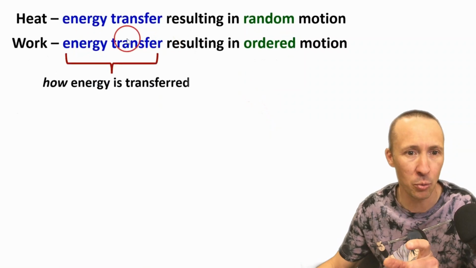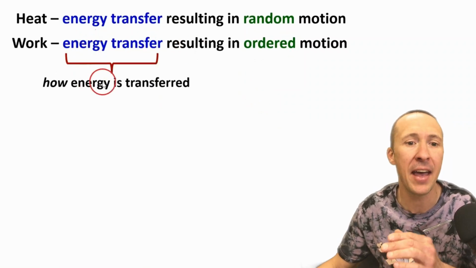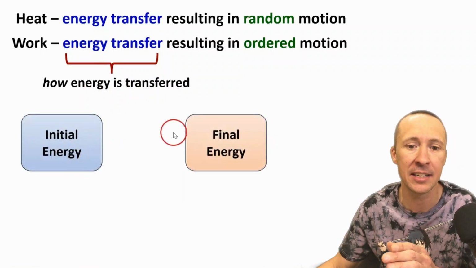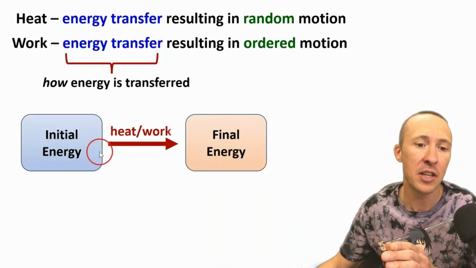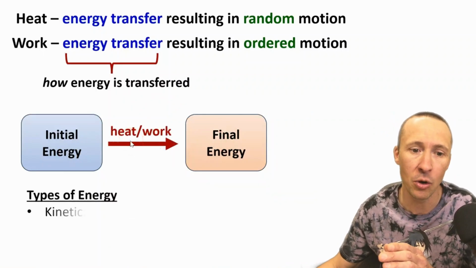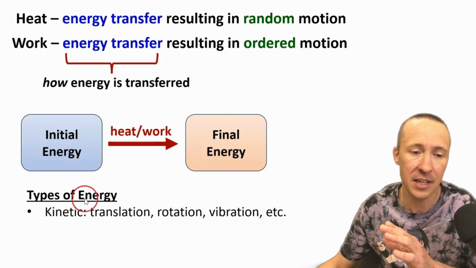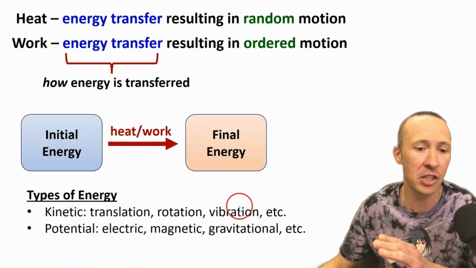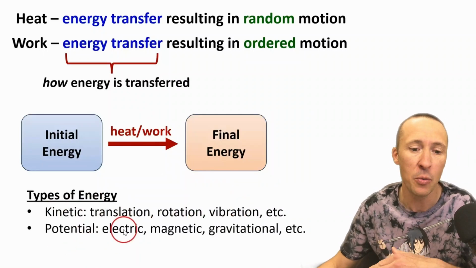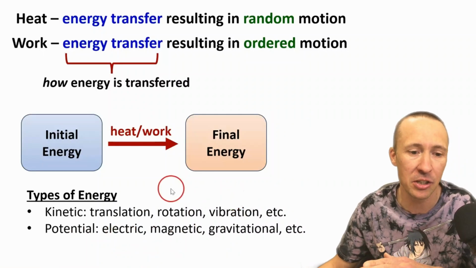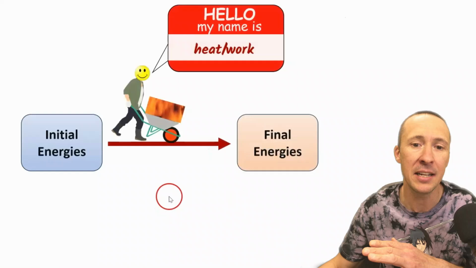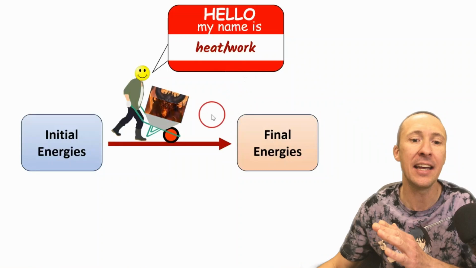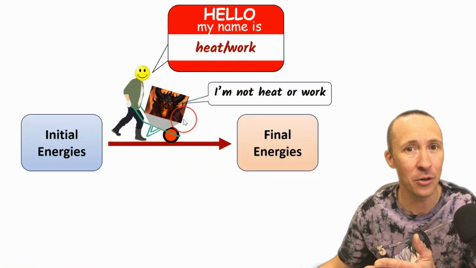The key thing about heat and work is that they are forms of energy transfer, how it is transferred. Let's say we have some initial energy state, some final energy state. The transfer of energy is due to heat or work. It's not the energy itself. The energy itself can be like kinetic energy with translational, rotational, vibrational. It could be a form of potential energy, which could be also electric, magnetic, gravitational. There's many different types of energy. But heat or work just describes how that energy is being transferred. The energy itself is not heat or work.